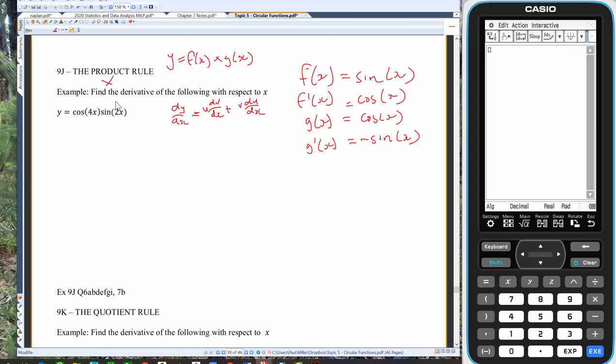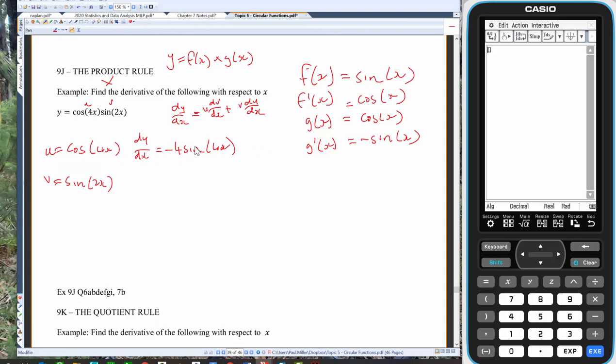All right, let's go ahead and declare which one's u and which one's v. It doesn't really matter because they're being multiplied together. The quotient rule matters, the product rule doesn't. So I'm going to call this one u and this one v. So u equals cosine 4x, v equals sine 2x, but you could do it the other way around. Let's do du dx. From last lesson, when there's a coefficient of x, that comes out the front. Cosine gets differentiated and that is negative sine.